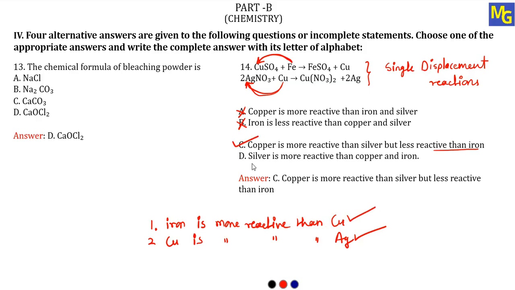If we see option D, silver is more reactive than copper and iron. But if you see, silver is less reactive than copper. Therefore, this option is also wrong. So the correct answer is C. So write down answer C. Copper is more reactive than silver but less reactive than iron. So this is the answer for question number 14. After this, we will move on to the next question.